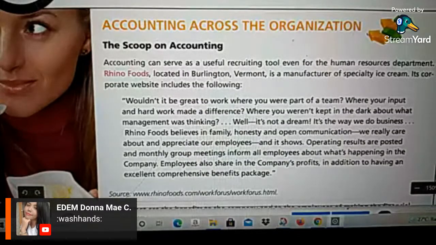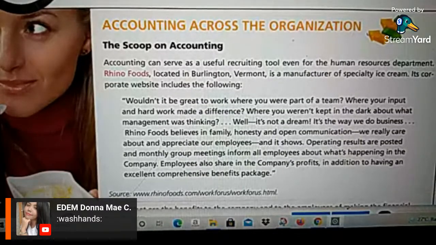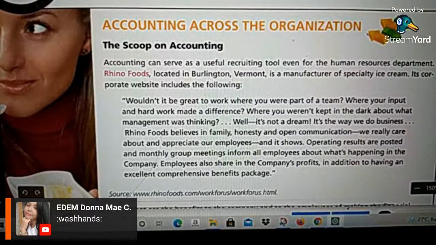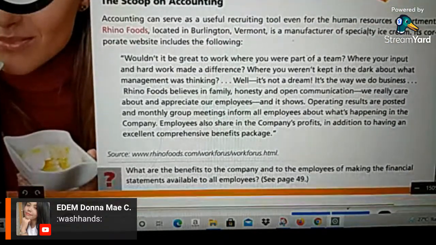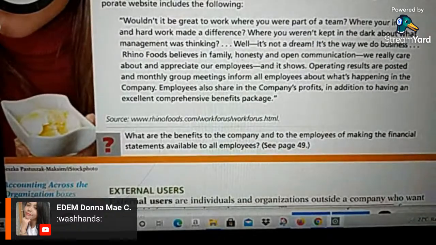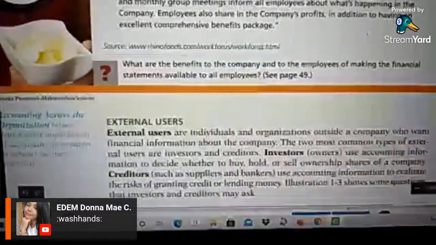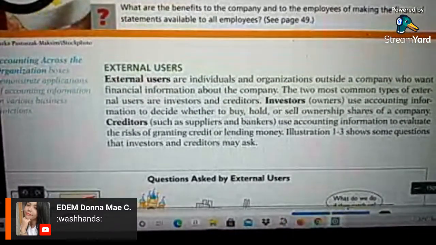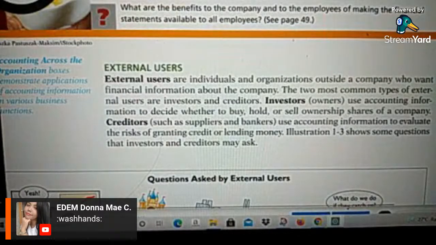Financial accounting is used for external users. Who are the external users? Those users that are outside the company. They are not employees of the company. Who are they? Creditors, banks, BIR, investors. Those are the external users. And we need financial accounting in order to be able to make a report for the benefit of those external users. Okay?